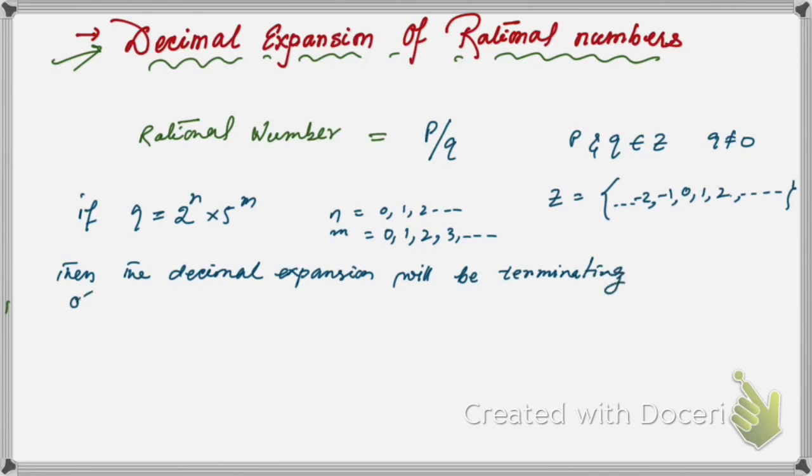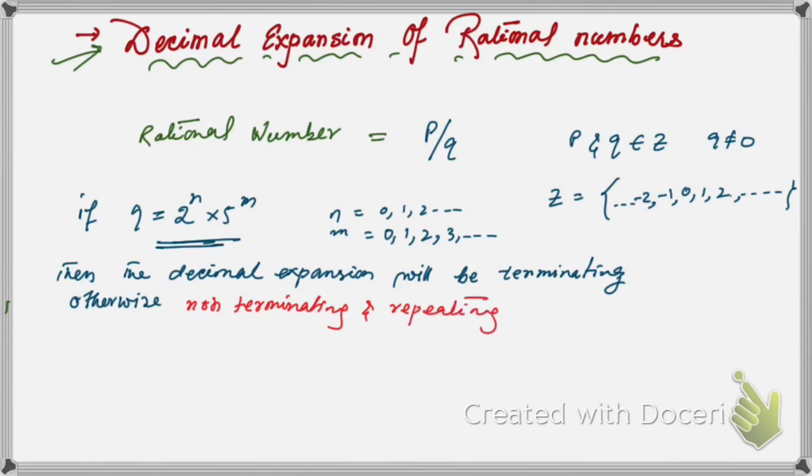Otherwise, that means if q cannot be expressed in this form, then otherwise the decimal expansion is non-terminating and repeating, right? Now let me give you examples.